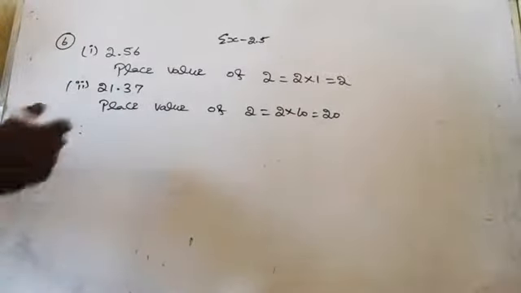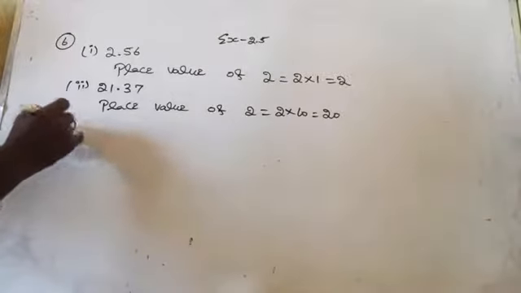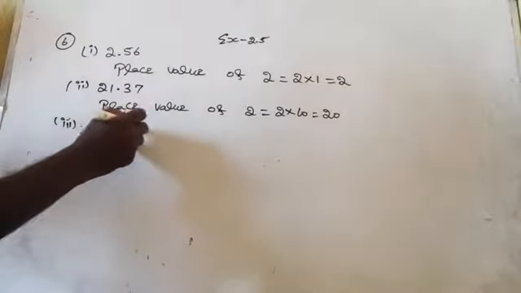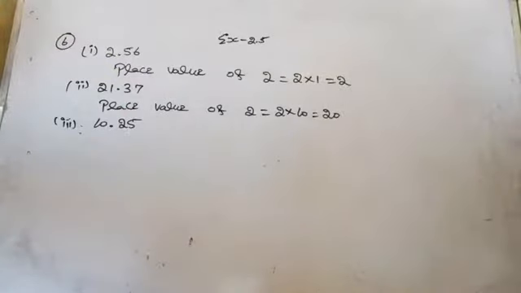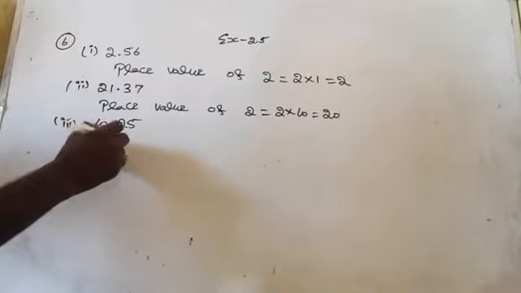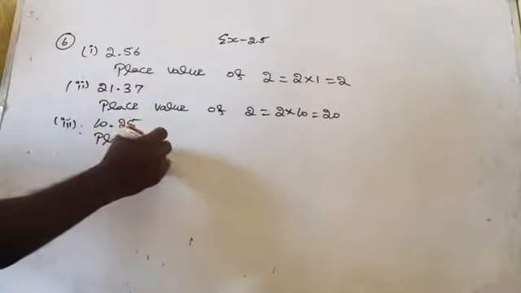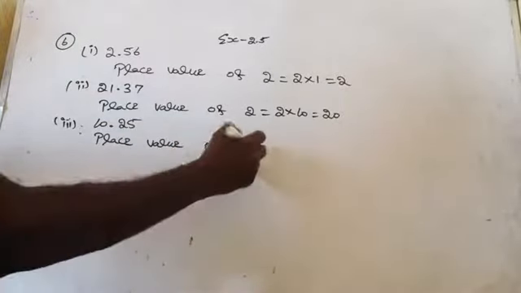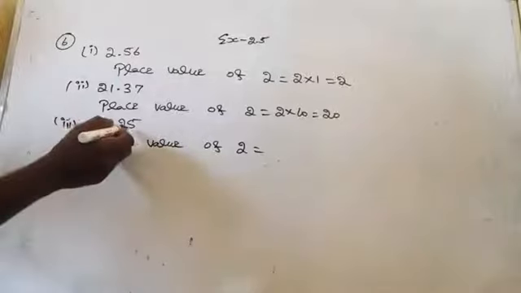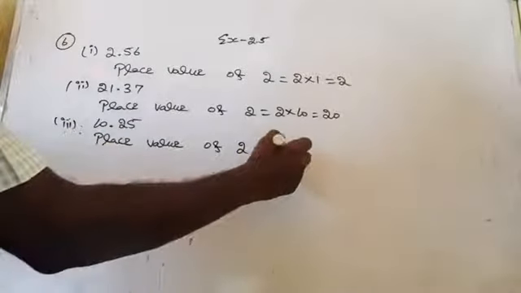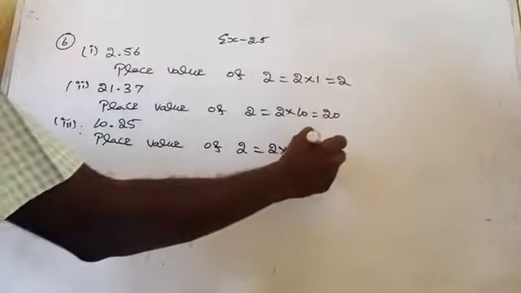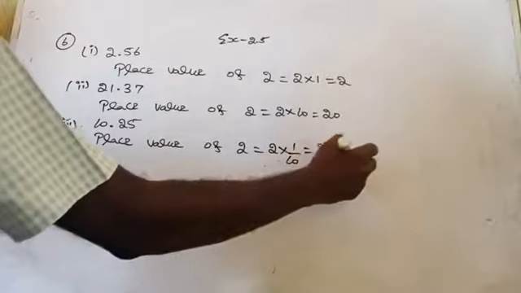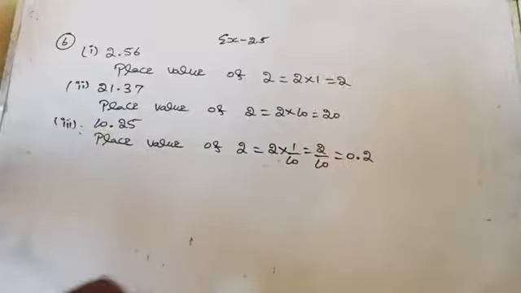Then the place value of 2 in the decimal number 10.25. Now tell me the place value of 2. After the decimal point, it goes tenths and hundredths and so on. So 2 into 1 by 10, which is equal to 2 by 10, which is equal to 0.2. Shall we move to the next question then?